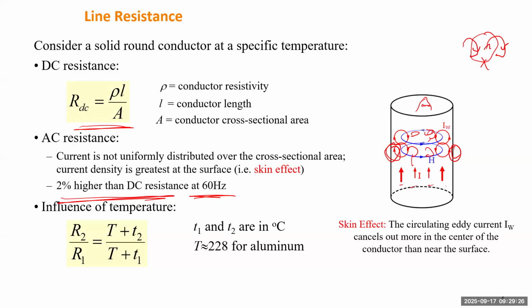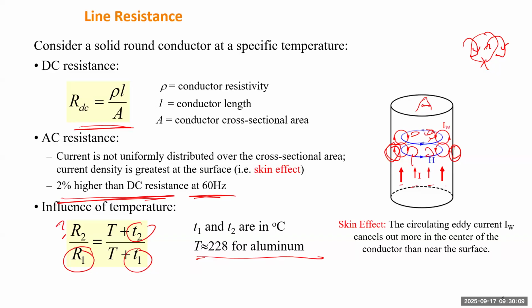The next one is about temperature. If you already know the resistance measured at temperature 1, and you want to calculate the resistance at temperature 2, you just need to use this formula by giving the temperature 2. It satisfies a linear relationship to change the resistance. The higher the temperature, the higher the resistance. For aluminum, the capital T here is 228 degrees. That determines for a material how easily it can become a superconductor.